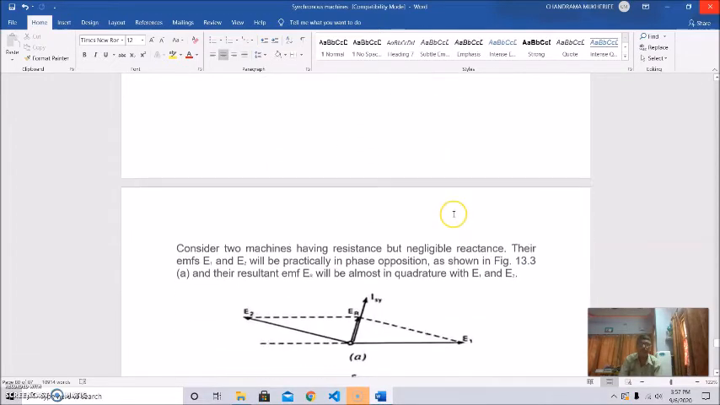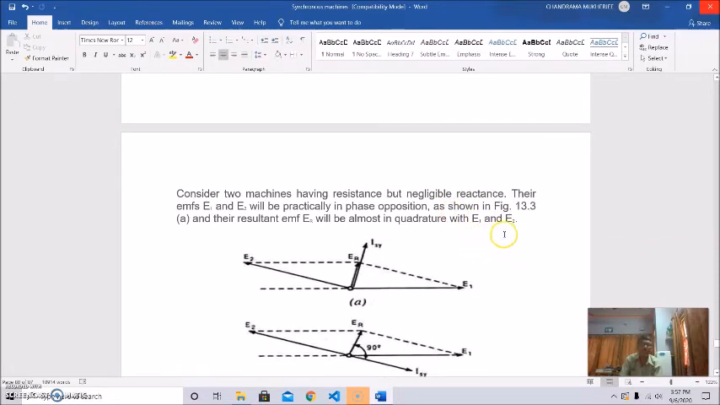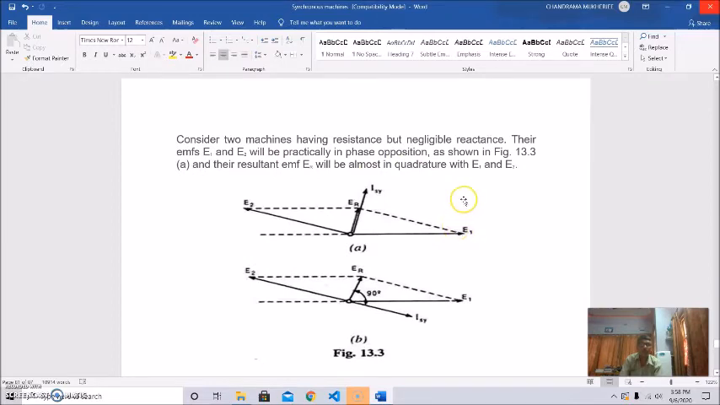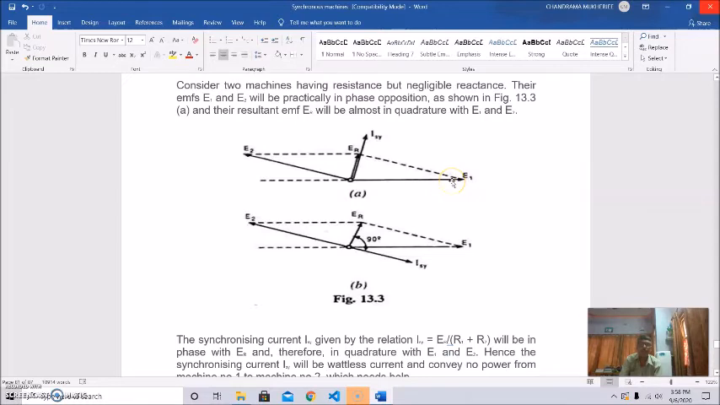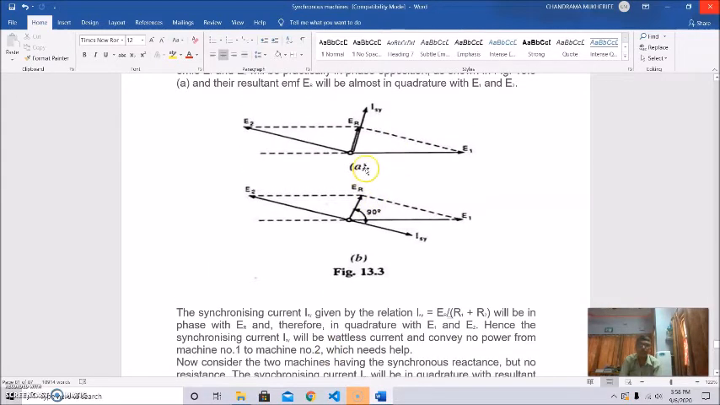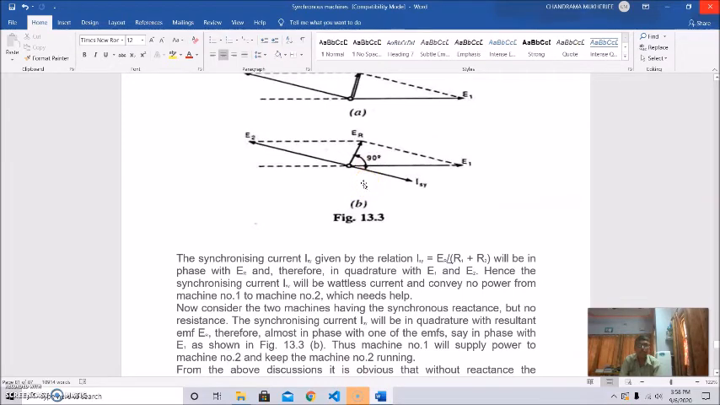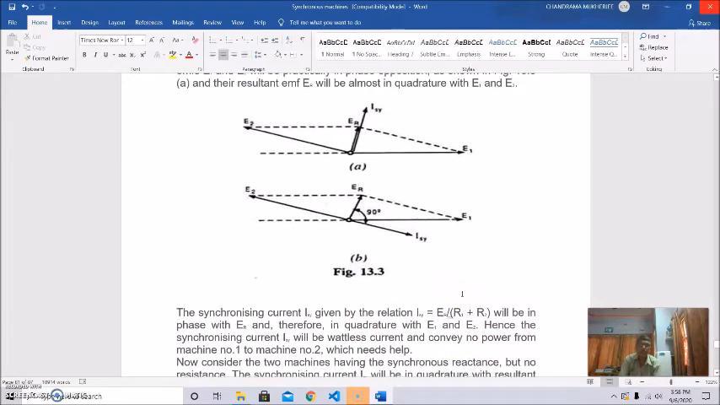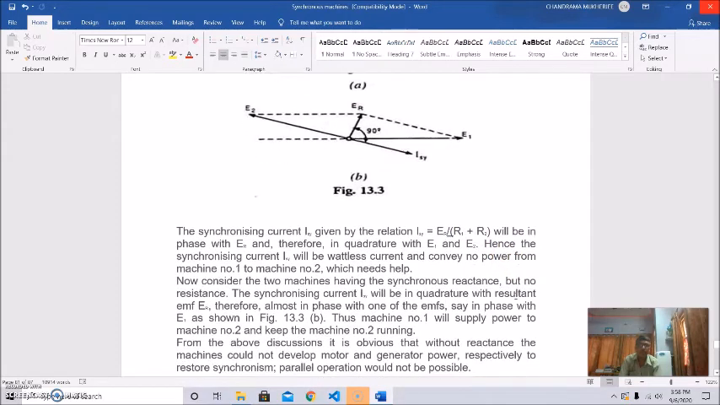We consider the two machines having resistances but negligible reactances, and their EMFs E1 and E2 will be practically in phase opposition, as shown in figure 13.3a. There will be a resultant ER almost in quadrature with E1 and E2. The synchronizing current ISY equals ER by R1 plus R2, which will be in phase with ER, and therefore in quadrature with E1 and E2. Hence the synchronizing current ISY will be a wattless current and conveys no power from machine number 1 to machine number 2.